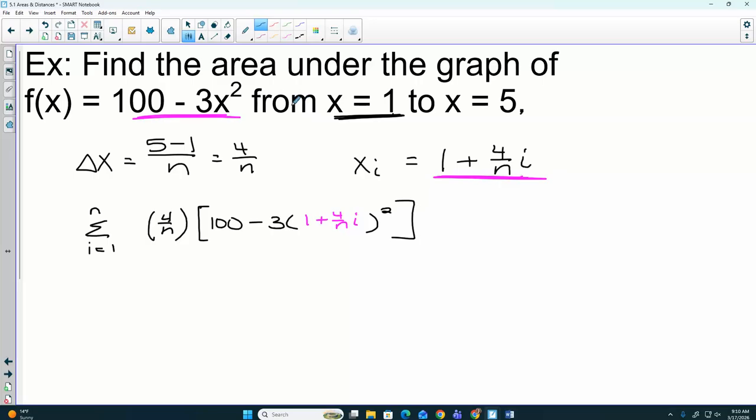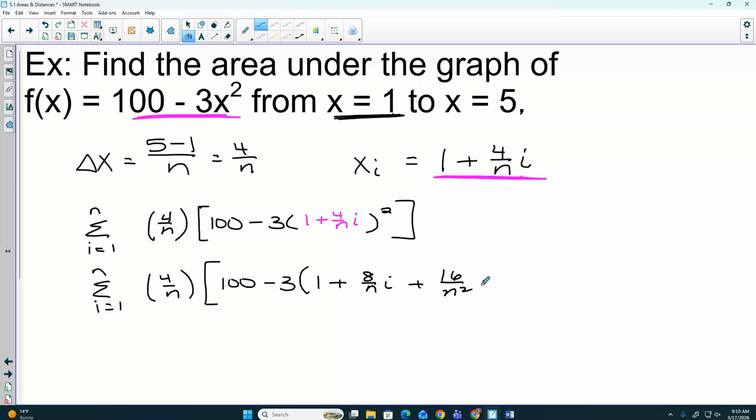Now is probably the longest part of the problem, but it's just algebra. We're just going to multiply this stuff out and simplify. So I will sum from 1 to n of 4 over n. If I were just to square that inside, we'd have to FOIL. So it'd be 1, plus 8 over n i, plus 16 over n squared i squared.